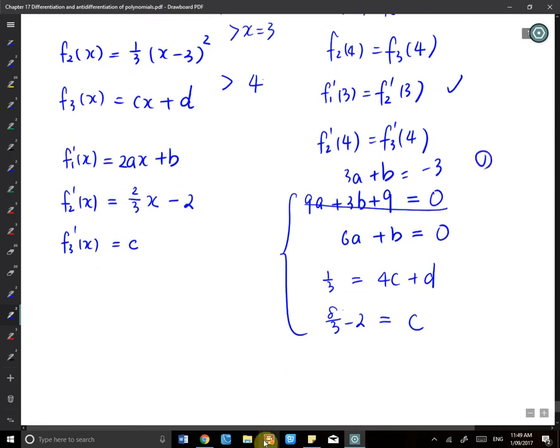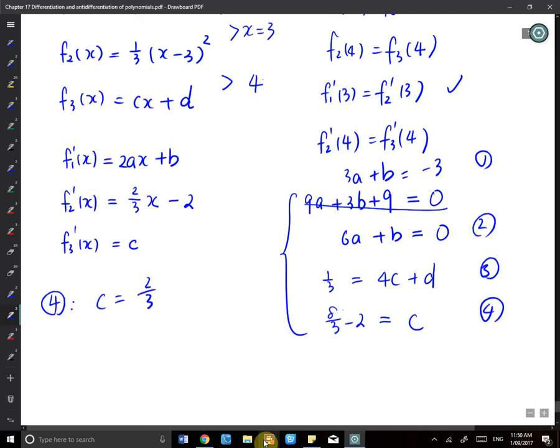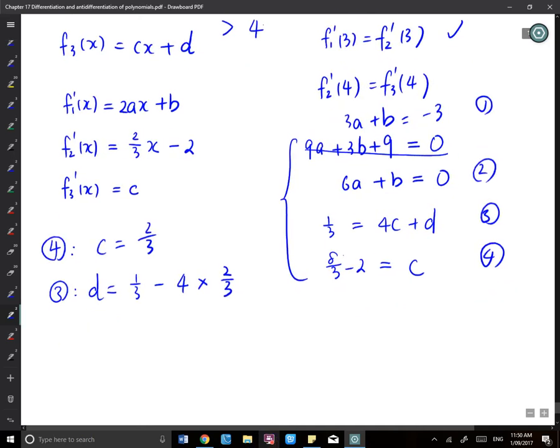Okay, let's name them equations 1, 2, 3, and 4. From equation 4, you directly know that c equals 2 on 3. 8 minus 6, yes, 2 on 3. Then from equation 3, you know d equals a third minus 4 times c. So 4 times that, 1 minus 8. d is minus 7 on 3.